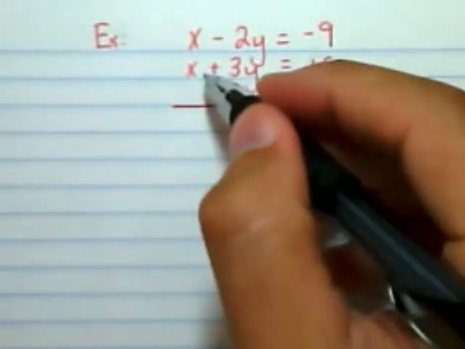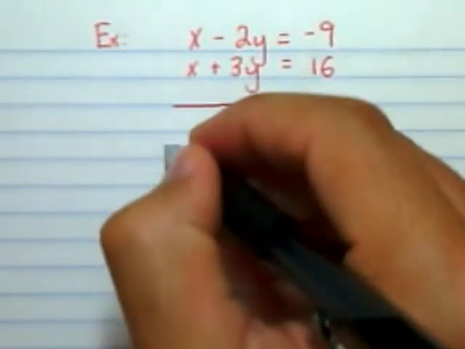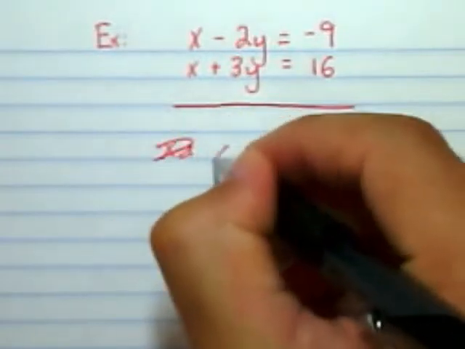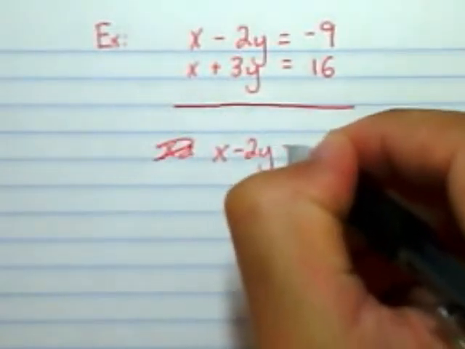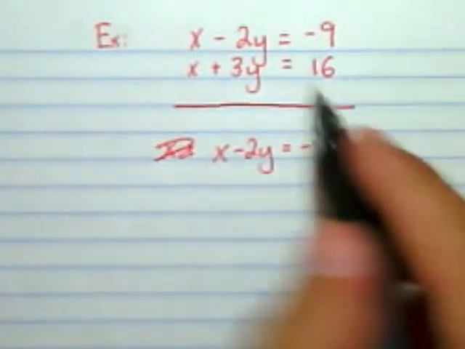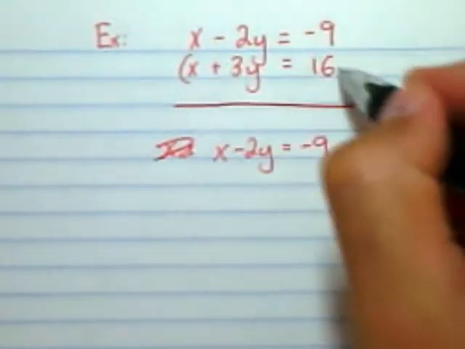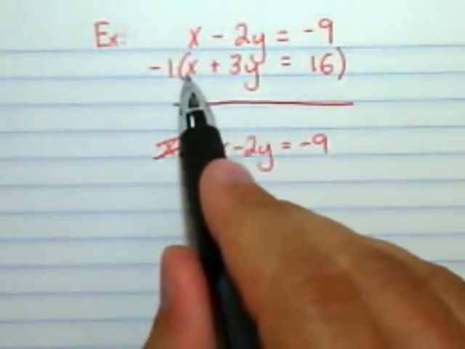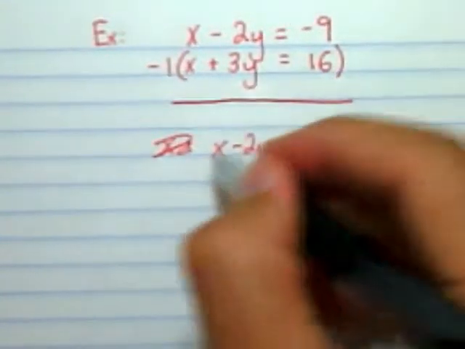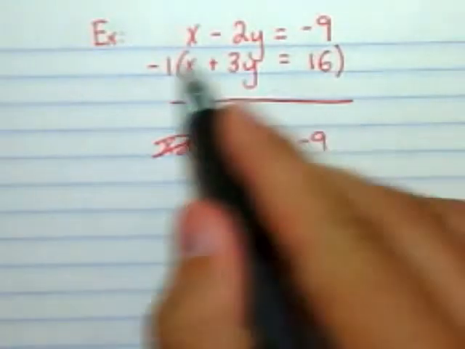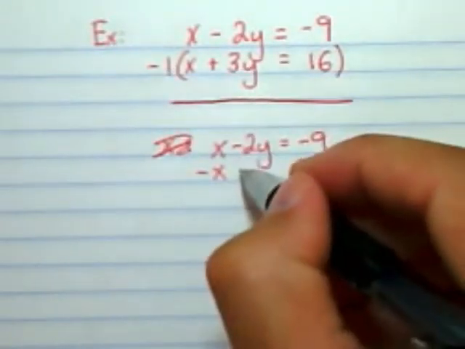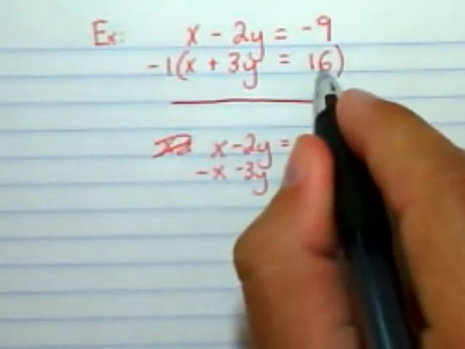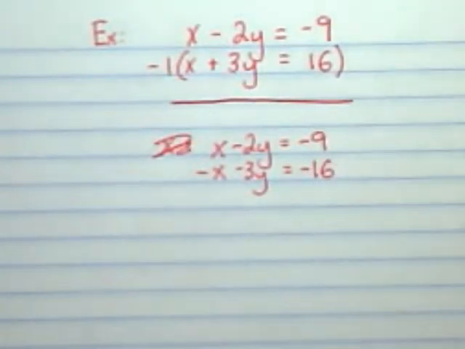So what we're going to do is we're going to take our first one and we're going to write it out. X minus 2y equals negative 9. And then we're going to multiply this equation by negative 1, because that's going to change that x. Negative 1 times x gives us a negative x. Negative 1 times 3y gives us a negative 3y. Negative 1 times 16 gives us a negative 16.